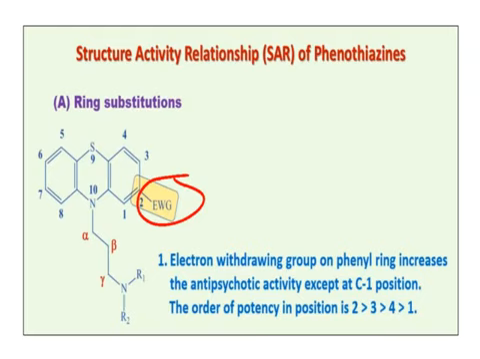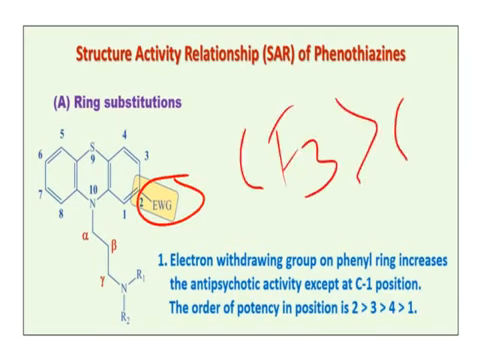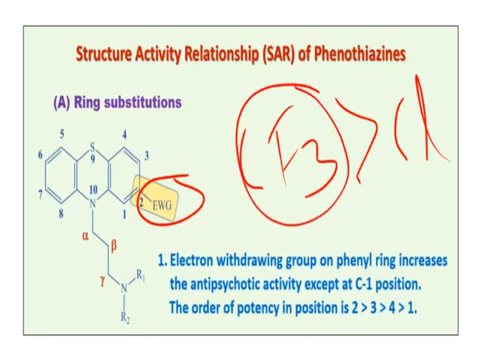Among the electron withdrawing groups, the one with more electronegativity has more activity. We have seen that CF3 has more electronegativity as compared to Cl. So CF3 has more activity, or is more potent, as compared to the compound having the halogen. Okay, so an electron withdrawing group on the phenyl ring increases the antipsychotic activity except at the C1 position. At the C1 position there should not be an electron withdrawing group. At any other position, 2, 3 or 4, if present, it shows better activity.